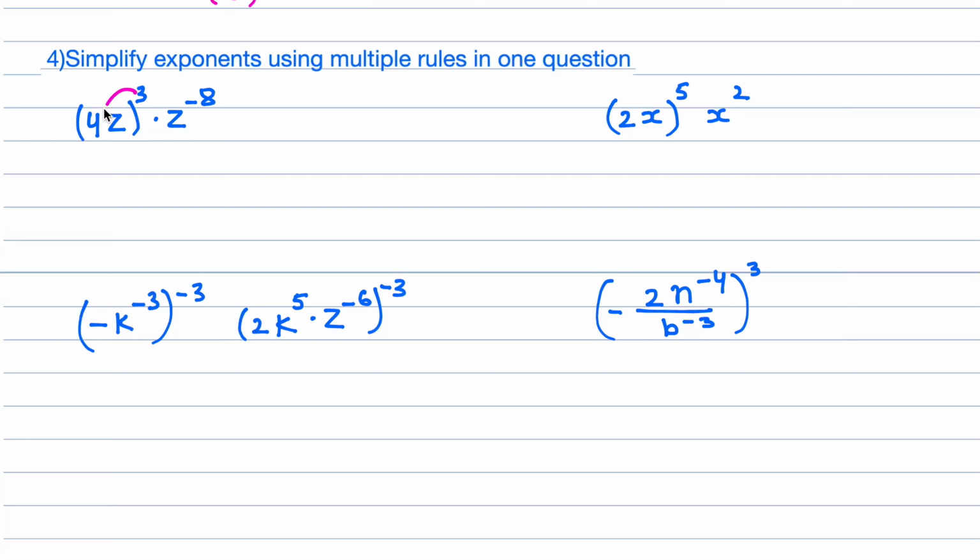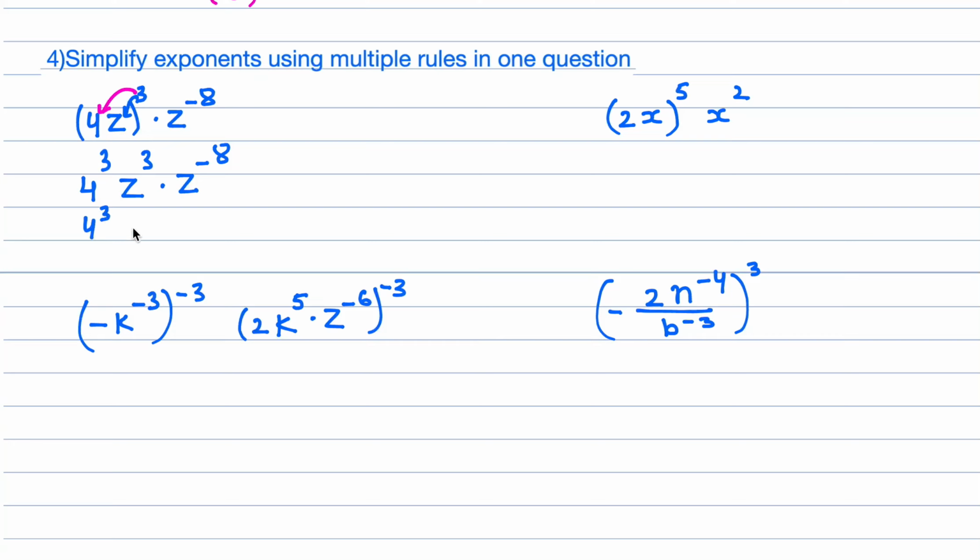This 3 is to be distributed to both 4 as well as z, right? So this will become 4 cubed z cubed times z to the power negative 8. Now we see here we can apply the product rule because the bases are the same, z and z. 4 is not the same base, so we will apply the product rule only for z. z to the power 3 times z to the power negative 8.